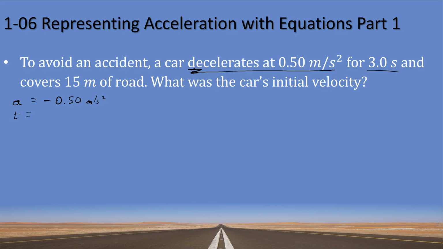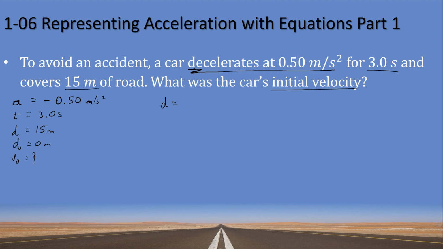Our time is 3.0 seconds. Our displacement is 15 meters. Let's assume then that we start at 0 meters. And we want the initial velocity. So we need a formula that has those 5 things.